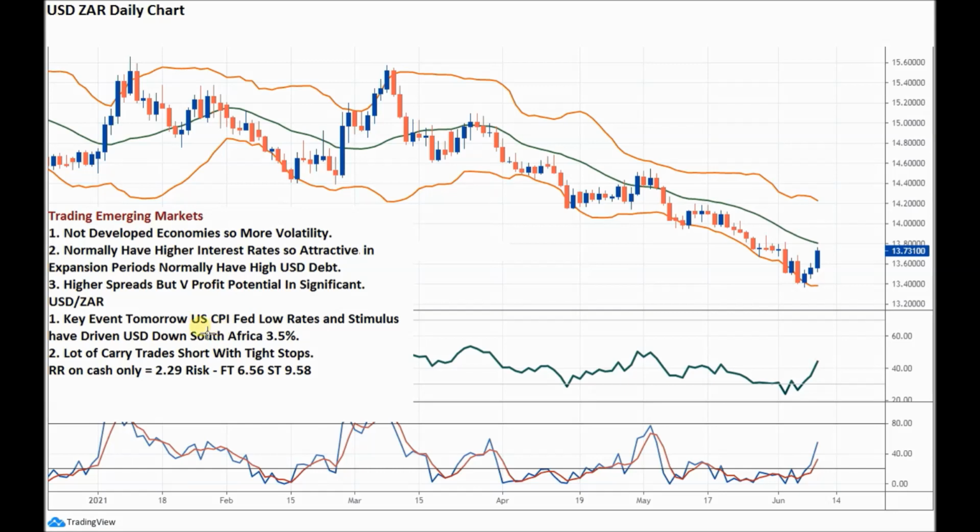Now, in terms of tomorrow, the key event is US CPI. That is inflation data. Now, the market doesn't see the Fed tapering back their stimulus or raising rates anytime soon. Now, if the inflation data comes in above forecast, which we think it will, we think that brings forward cutting of stimulus and rate hikes and will trigger a correction in the oversold USD. Now, in terms of the CPI data.